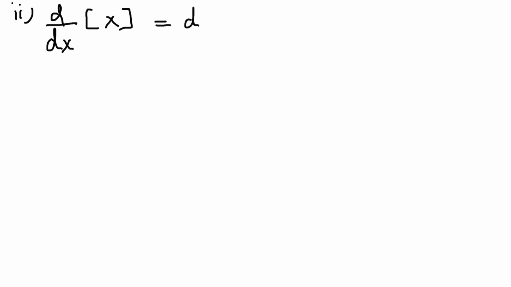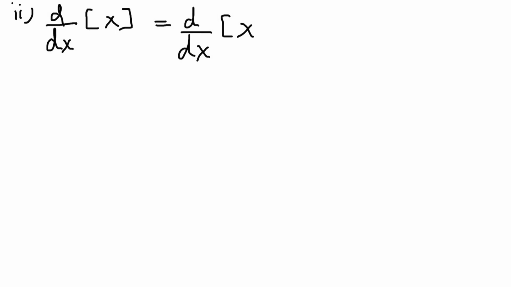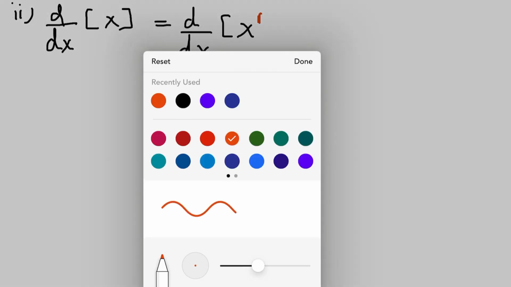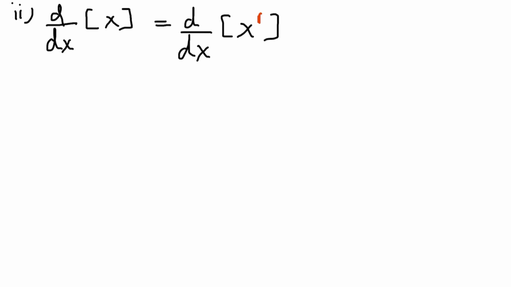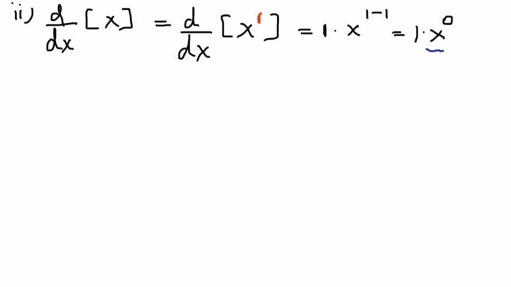For the second example, I am going to compute the derivative of x with respect to x. Now remember, we can write down the function x as x to the power 1. So if we apply the power rule, we can write this as 1 times x to the power 1 minus 1. Remember, x to the power 0 is always 1. So then we can write down the final answer as 1 times 1, it gives 1.